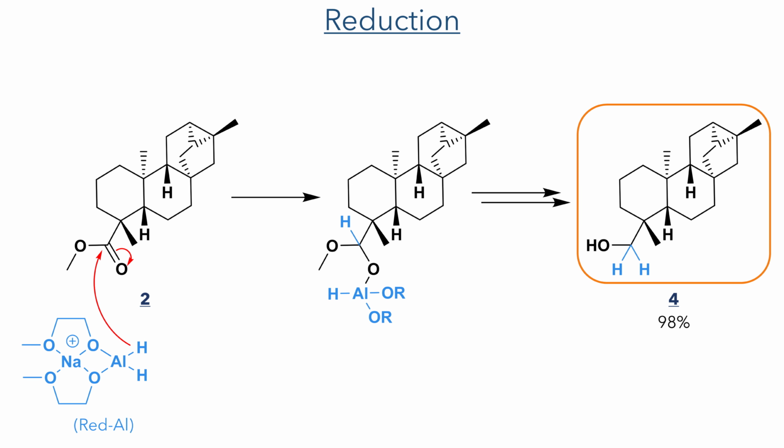Using this same methyl ester intermediate, they carried out a reduction, this time using Red-Al, which is an aluminium hydride reducing agent. This adds a hydride to the methyl ester and forms an intermediate with the aluminium coordinating to the oxygen group. Further reduction and workup produced the primary alcohol in a 98% yield, completing the synthesis of yet another naturally occurring product.